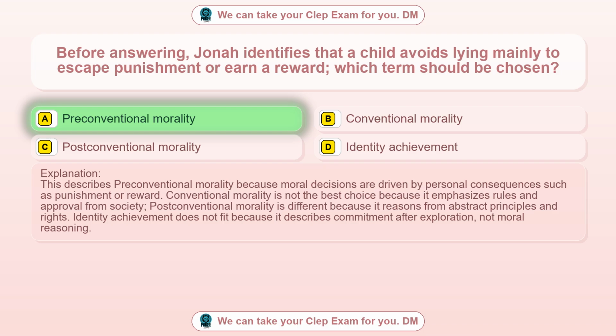This describes pre-conventional morality because moral decisions are driven by personal consequences such as punishment or reward. Conventional morality is not the best choice because it emphasizes rules and approval from society. Post-conventional morality is different because it reasons from abstract principles and rights. Identity achievement does not fit because it describes commitment after exploration, not moral reasoning.